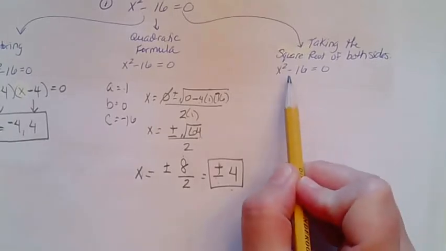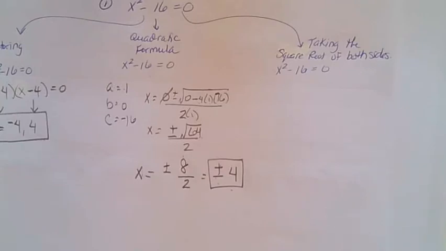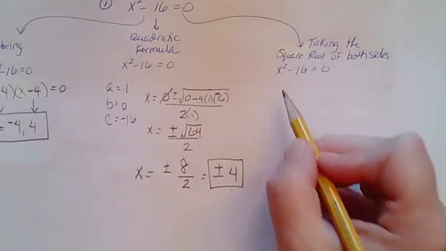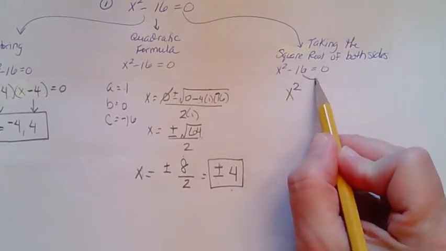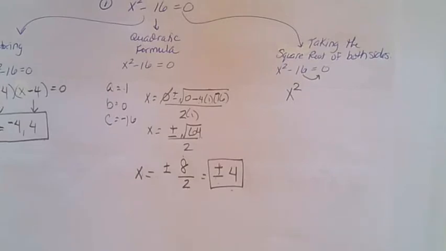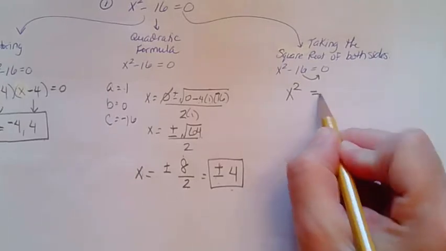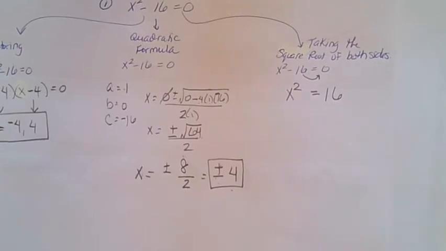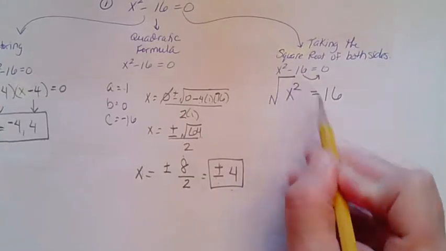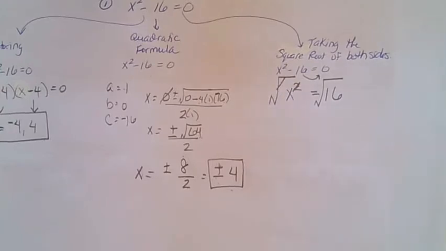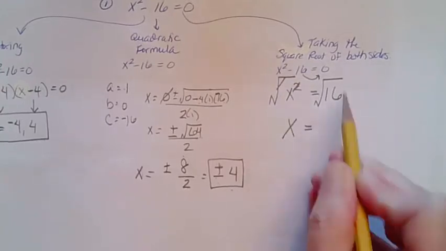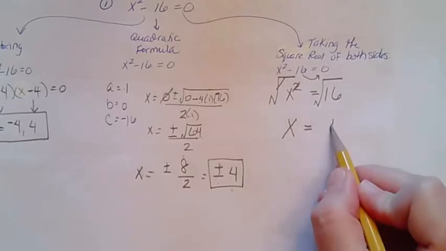Here's another method, taking the square root of both sides, which we can only use when there's no middle term. So here we have no x term, so we can solve this equation by taking the square root of both sides. We're going to keep the x squared on the left, and move that 16, it's a -16, so we add 16 to the other side. Now we have x squared is equal to 16. We can take the square root of both sides, and the square and the square root cancel each other out. There's x, and the square root of 16 is 4.